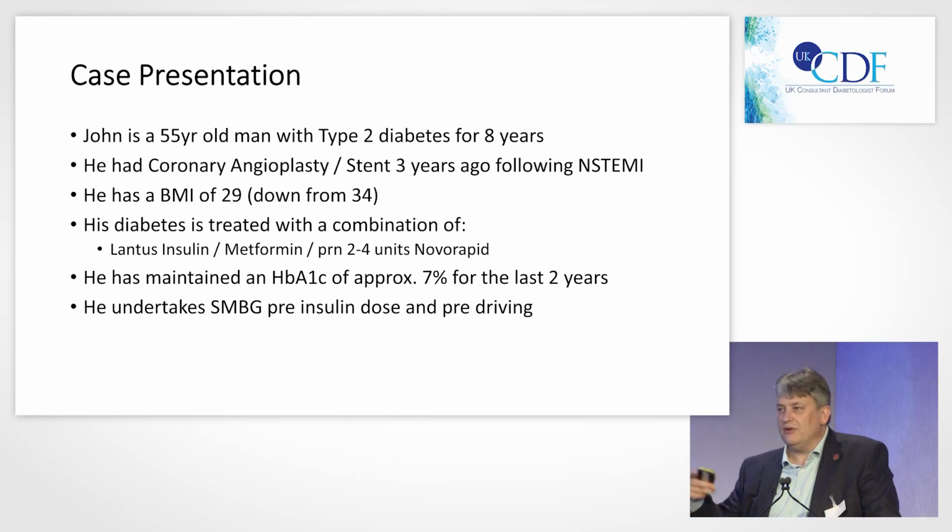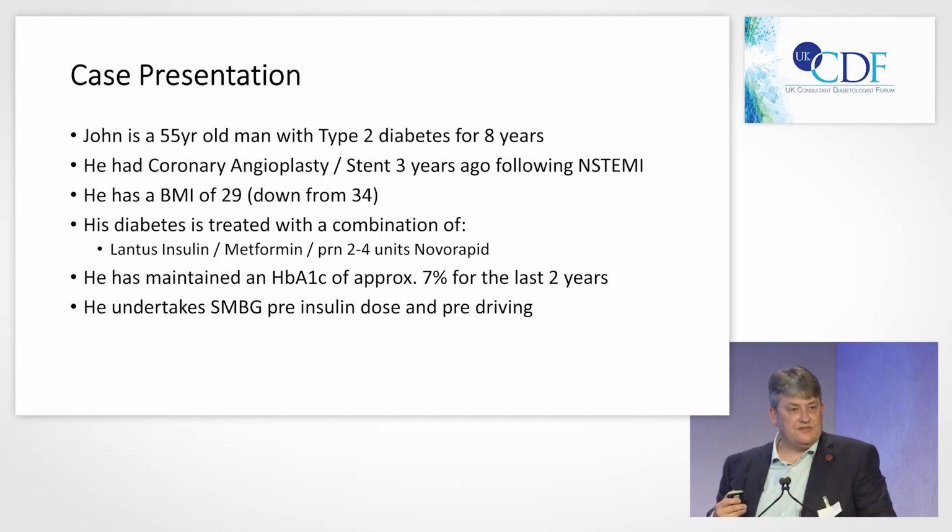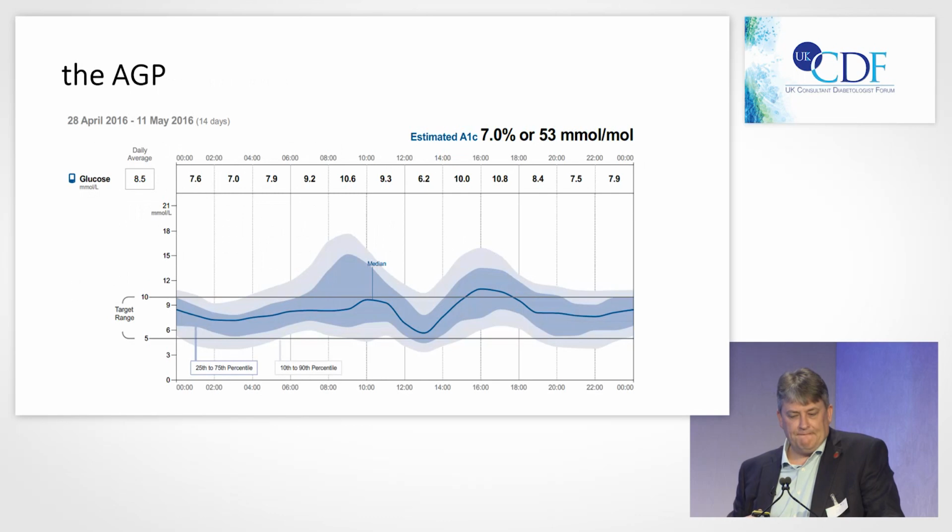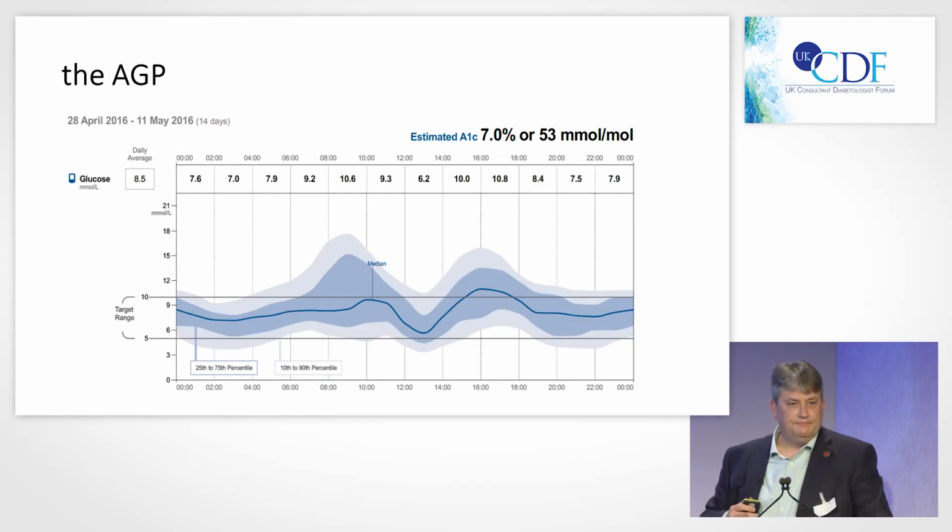Effectively, he went on DIGAMI around his MI and sort of dropped the routine bolusing later on as he started metformin. He's got an A1C of 7%, and he's had an A1C of 7% for the last 2 years. And he's a good boy, takes his blood sugar levels before he gives his insulin and before he drives. No sign that there are any issues around hypoglycemia, no sign that there are any problems in his day-to-day management. That's his profile.